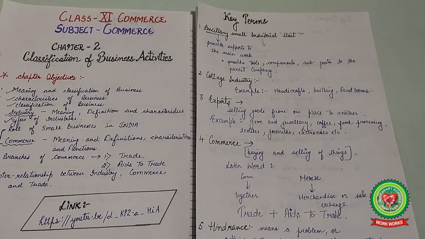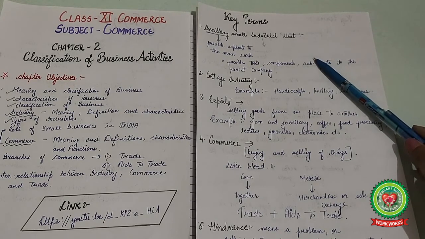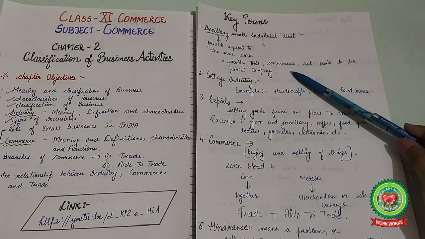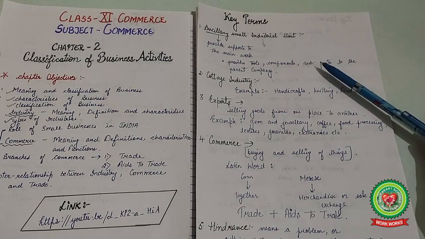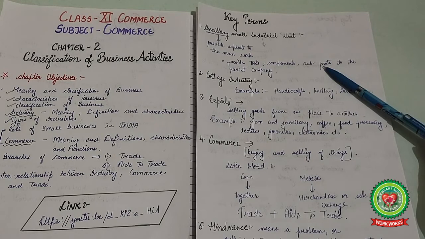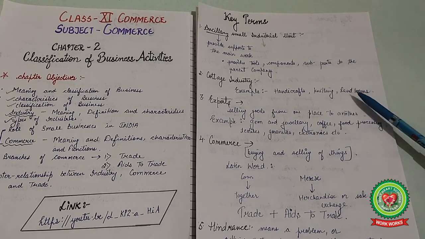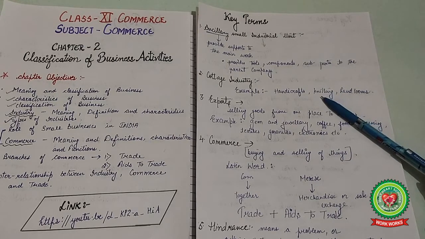First one is the ancillary. Ancillary small industrial unit. Simply we can say that ancillary means providing support to the main work, like providing tools, equipment, components or subparts to their parent company, where the actual product is made. That is known as the ancillary industrial units. Next one is the cottage industries, like handicrafts, knitting, handlooms that are done at home with family members. These are known as the cottage industries.